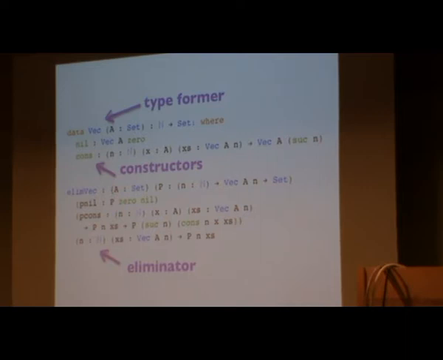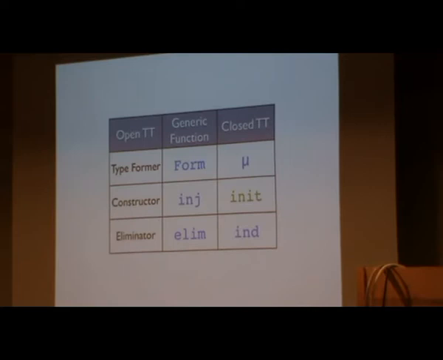Instead of actually extending the theory like we would do in an open type theory, what you do is, the type former translates in a closed type theory to a use of the fixed point mu, and the constructor will translate into a use of the initial algebra for that fixed point type, and the eliminator will translate into this, which is like a dependent catamorphism.